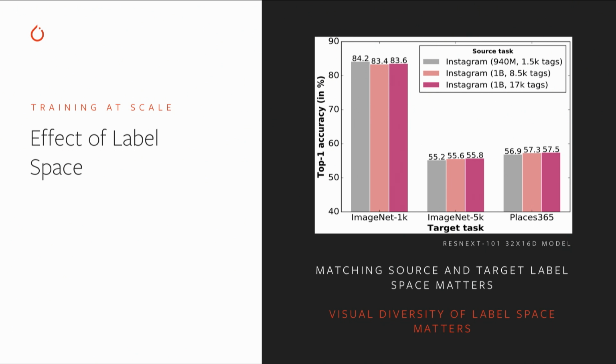However, if we take the visually diverse data set like ImageNet 5K or Places 365, the trend gets reversed. Now, the 17K label space does better than the 1.5K label space, which means that we need to increase the visual diversity of the label space also by increasing the number of labels in our training.